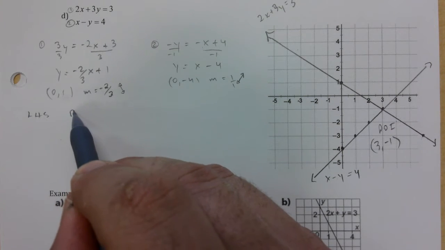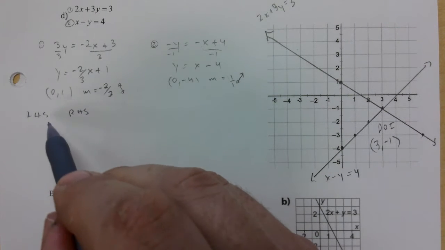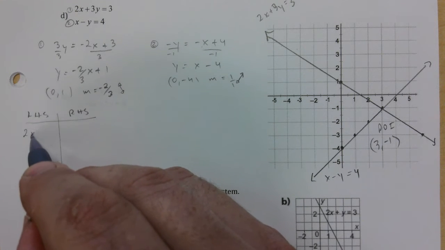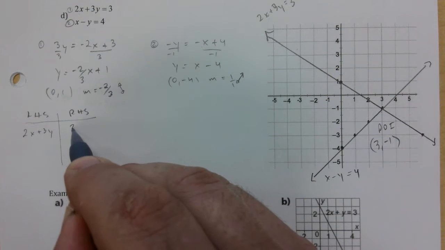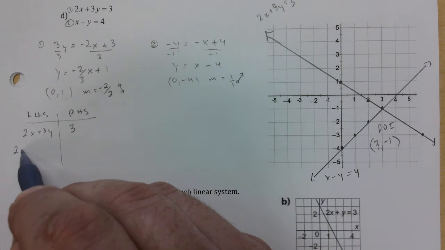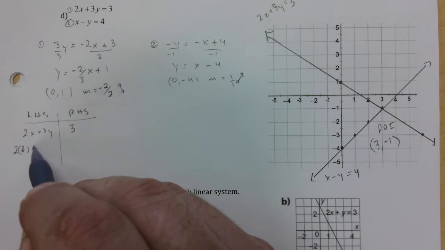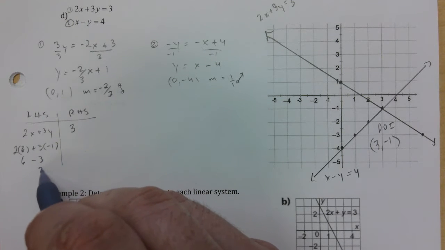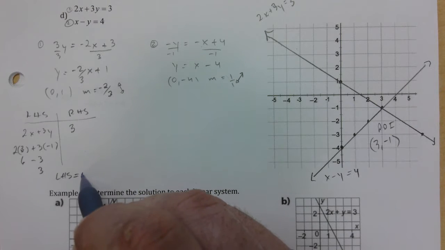Left-hand side, right-hand side, we have 2x plus 3y equal to 3. So it's 2 times 3 plus 3 times negative 1. So that's 6 minus 3, which is 3. Left-hand side is equal to right-hand side.